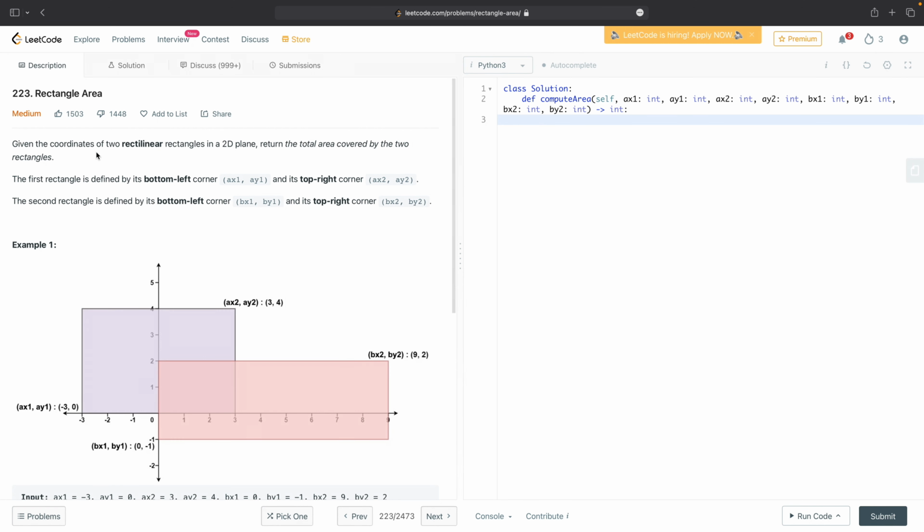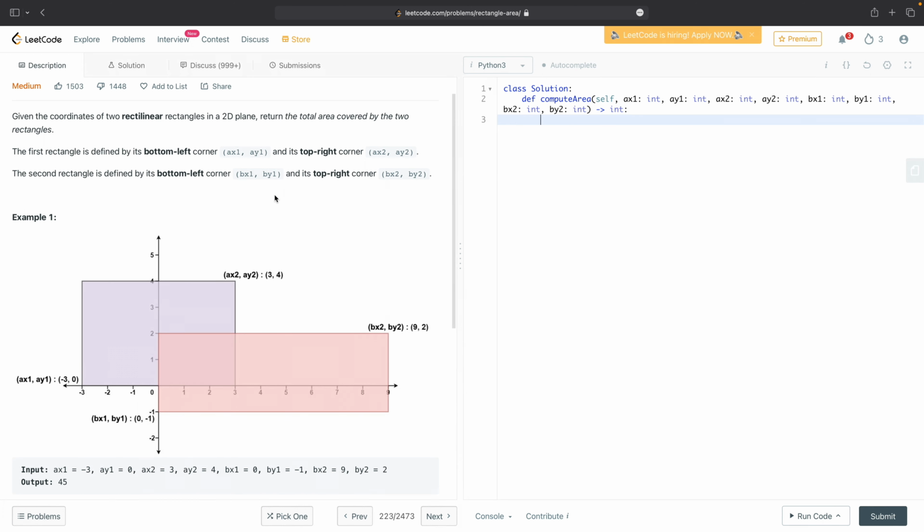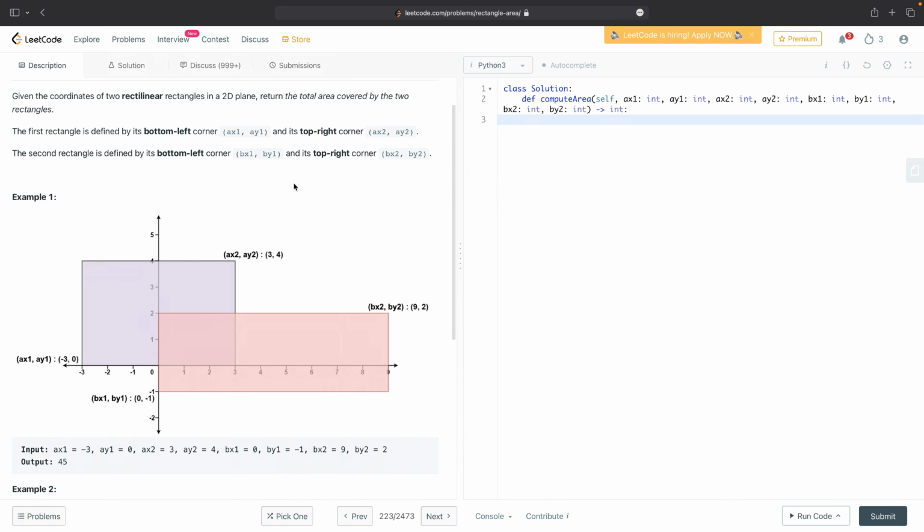Given the coordinates of two rectilinear rectangles in a 2D plane, return the total area covered by the two rectangles. The first rectangle is defined by its bottom left corner and its top right corner. The second rectangle is defined by its bottom left corner and top right corner, so AX1, AY1, AX2, AY2, and BX1, BY1, BX2, BY2. That's our setup. The area covered by the two rectangles is this area.